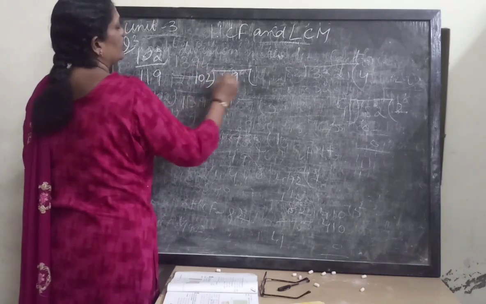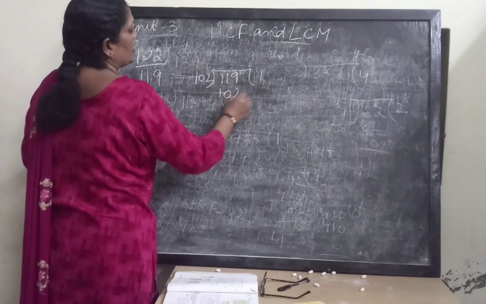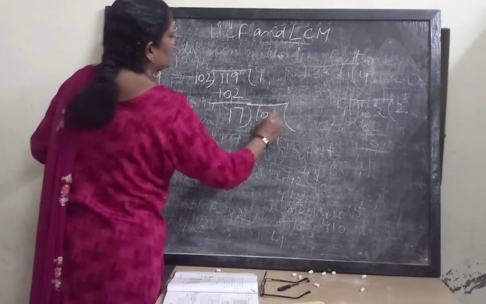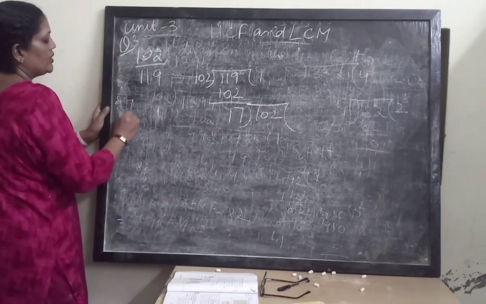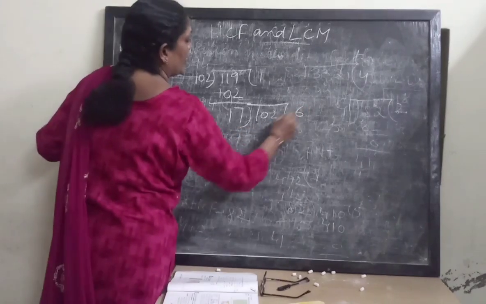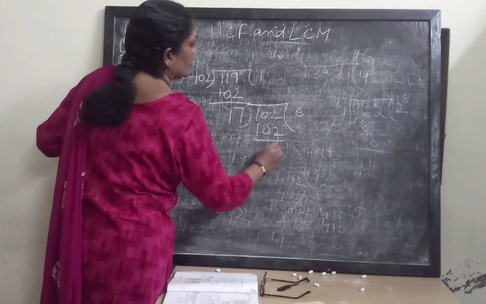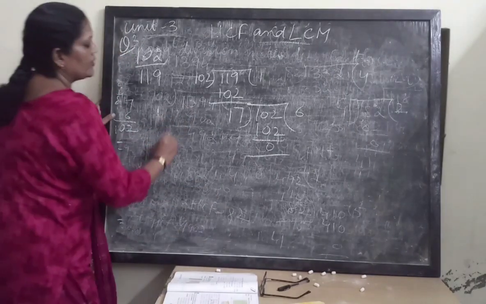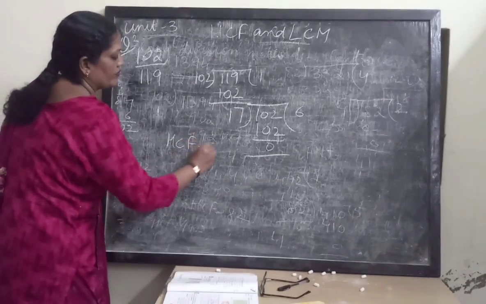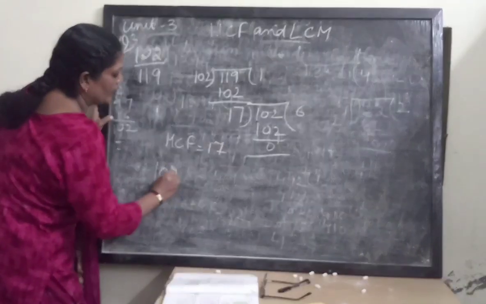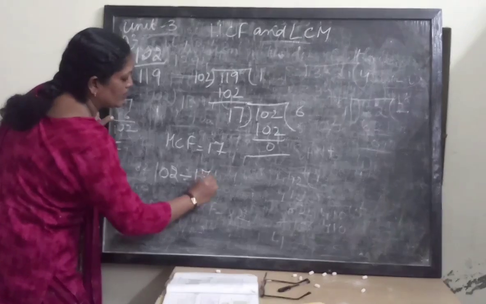119 and 102. Students, first you have to find the HCF of these two numbers. What is the HCF here? The HCF is 17. You will divide 102 by 17.